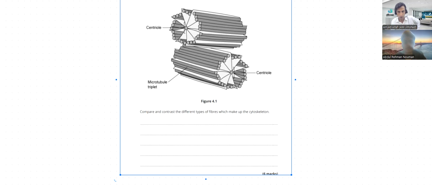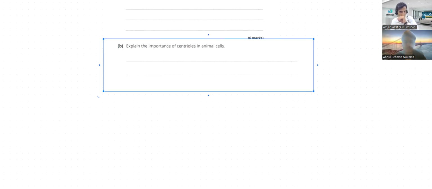Let me paste this for you. Abdul, I think we should not be confused because the specification is in front of us. If this question is not in detail from your side, it's fine. Look at this: explain the importance of centrioles in animal cells. It's a 4 mark question, which means you need to add 4 points here.